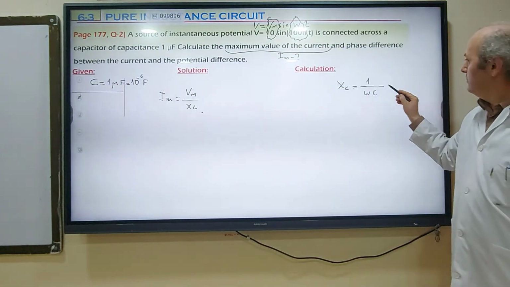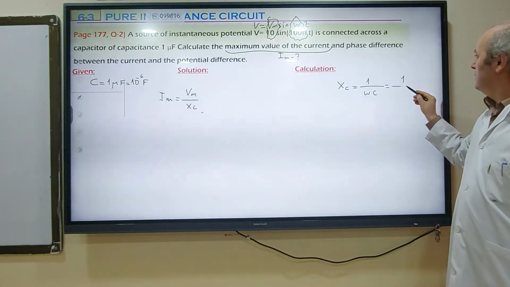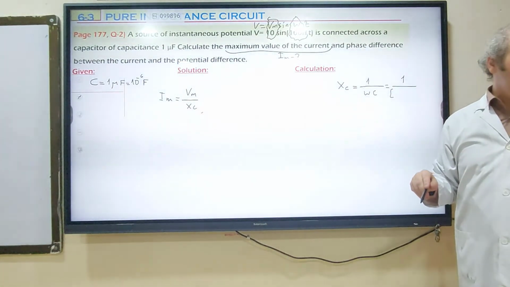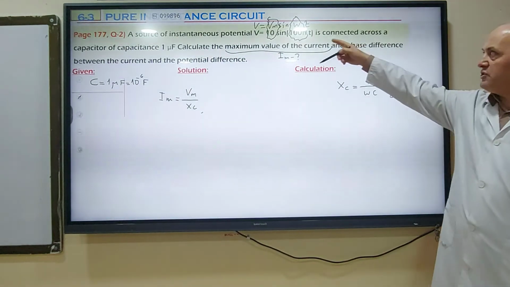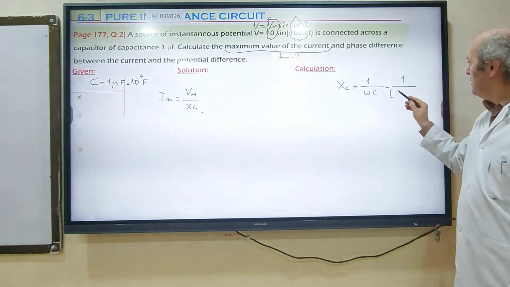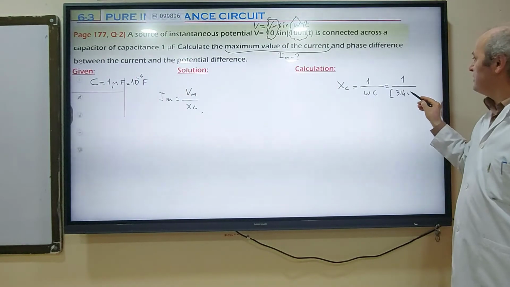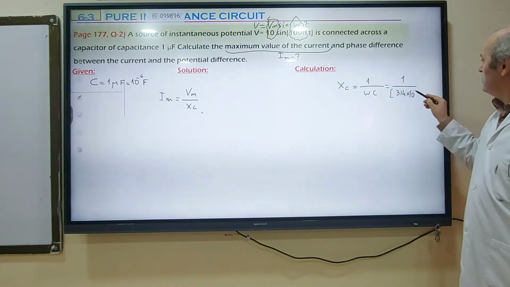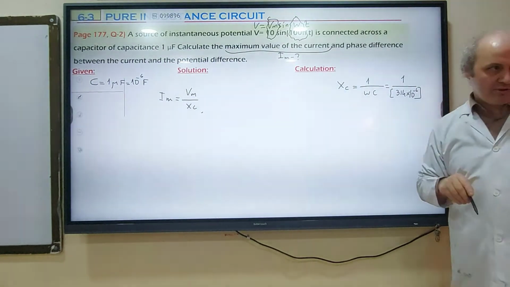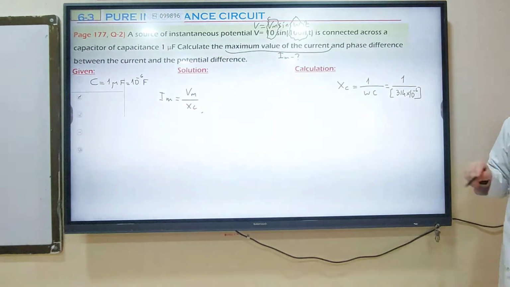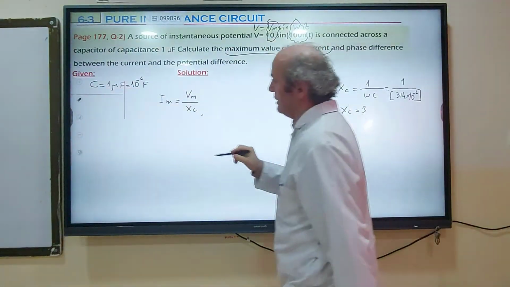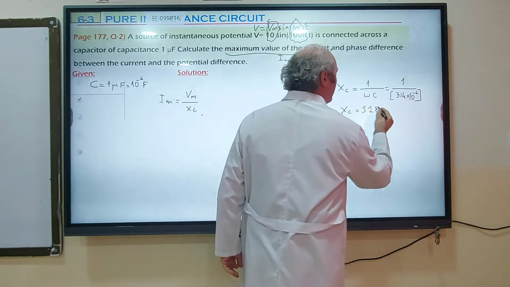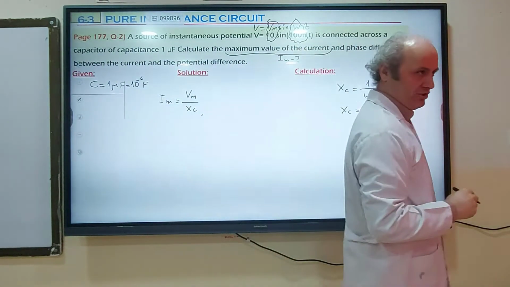Omega is 100 pi. So 1 over 100 pi is 100 times 3.14, which becomes 314. So directly I am writing 314 instead of 100 pi. And how much is C? 10 to the power of -6. Because this is in the denominator, we have to use brackets. Without brackets, Xc will be a very big number. 3,184 ohm is the capacitive impedance.